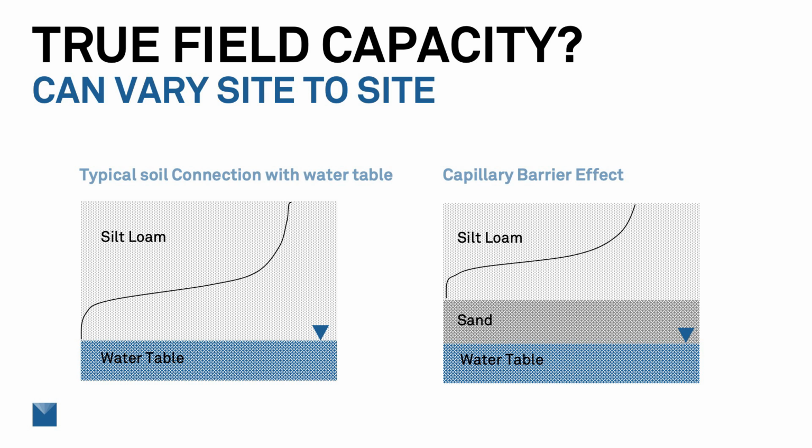And so the main takeaway here is that in order to truly understand field capacity, you need to understand more about your site. You can't just look at the soil and say, okay, this is always going to be at minus 33 kilopascals, because that's not the case. There are a lot of factors that can affect that.